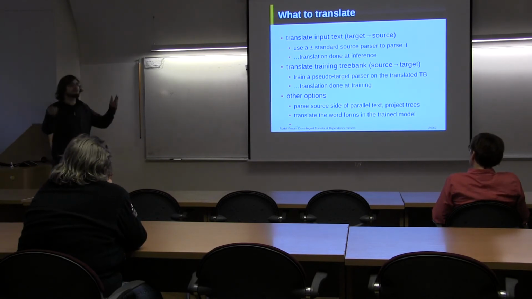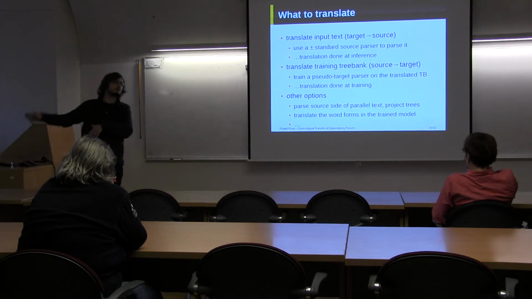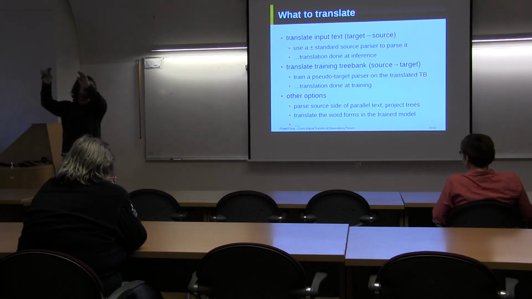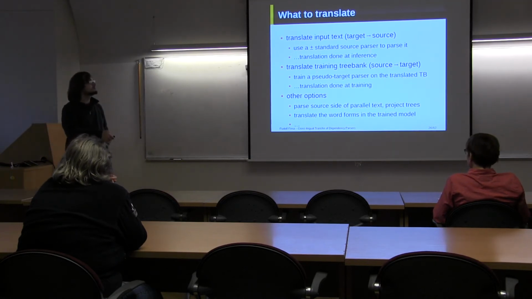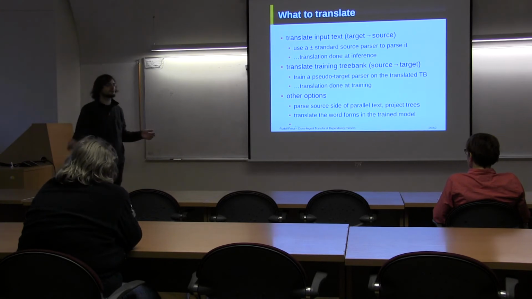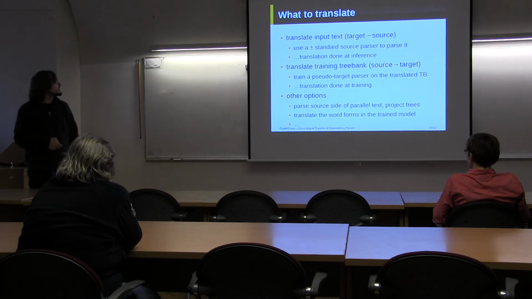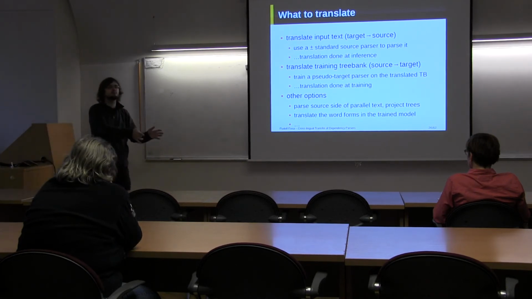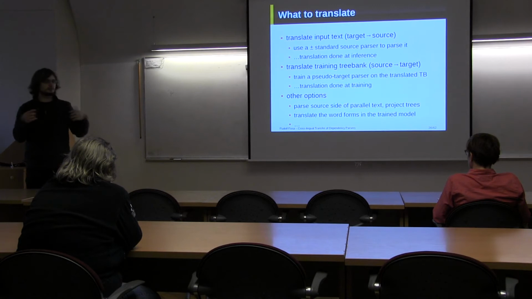So we have this target and source. Let's say we have a tree bank for Czech. We want to parse Slovak. So either we can take the Slovak sentence and translate it into Czech, so then we can use the Czech parser to parse the Slovak sentence because it's translated into Czech. Then the other option is that we take the Czech tree bank, we translate it to Slovak, and then we train a parser on the Slovak tree bank. So it's kind of symmetric.